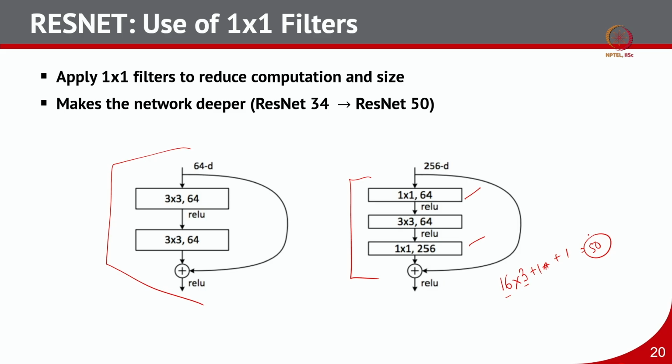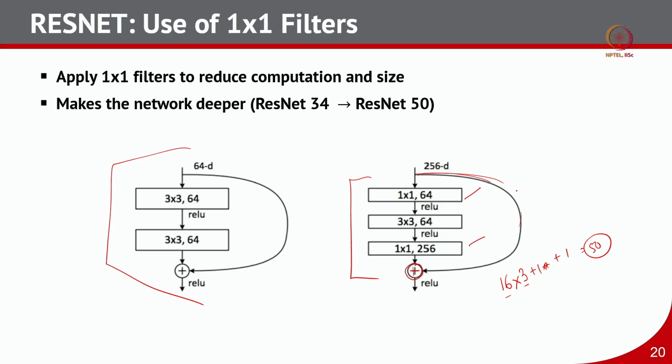So that is why, if we have one by one filters for the residual network, that will make ResNet 34 into ResNet 50. The basic principle is the same, that is the residual connection, and that residual value will get added to the output before going to the next nonlinear layer. The only difference between the two ResNets is that in ResNet 50 there is a one by one filter.